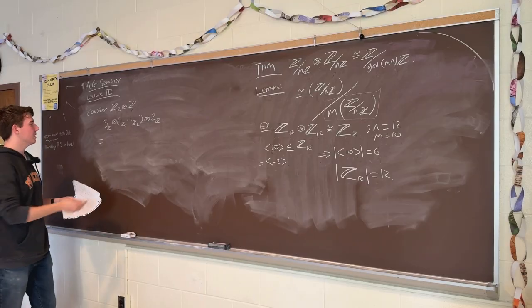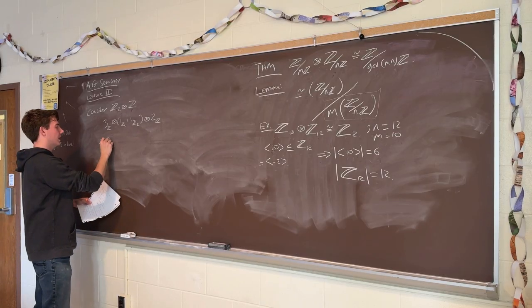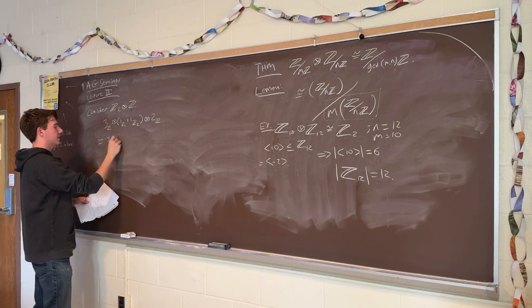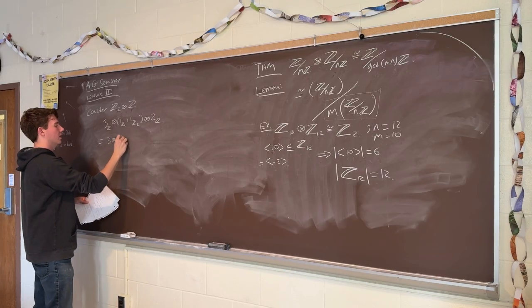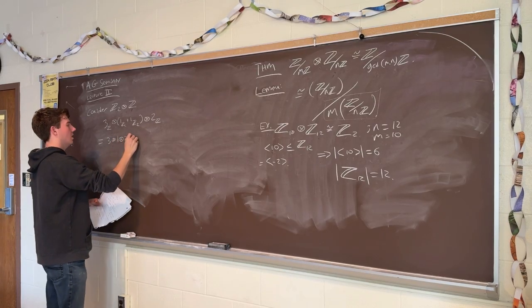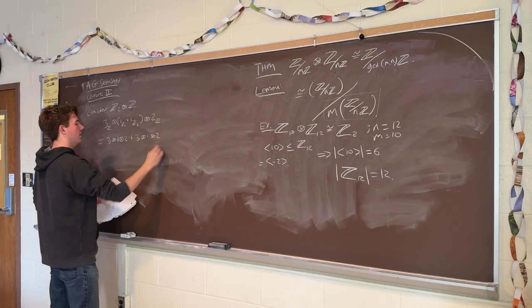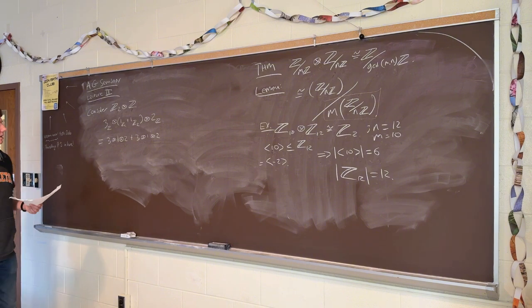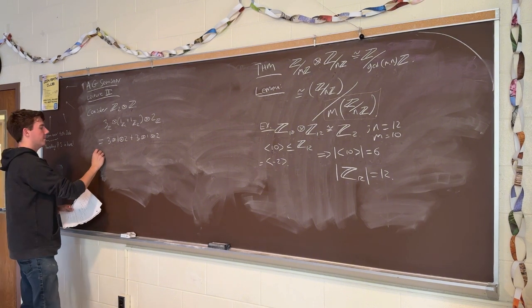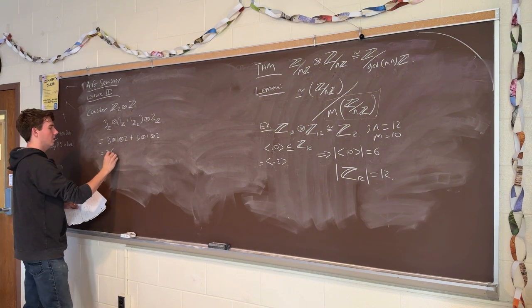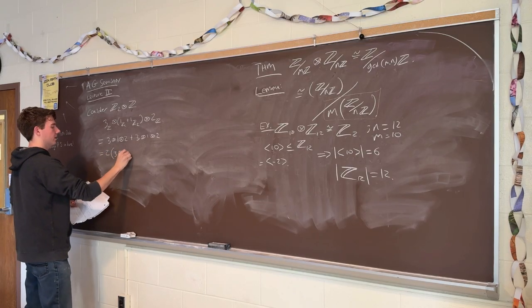Using distribution properties, we get that 3 tensored with 1 tensored with 2 plus 3 tensored with 1 tensored with 2 is a thing. Rather, this is 2 times 3 tensored with 1 tensored with 2.